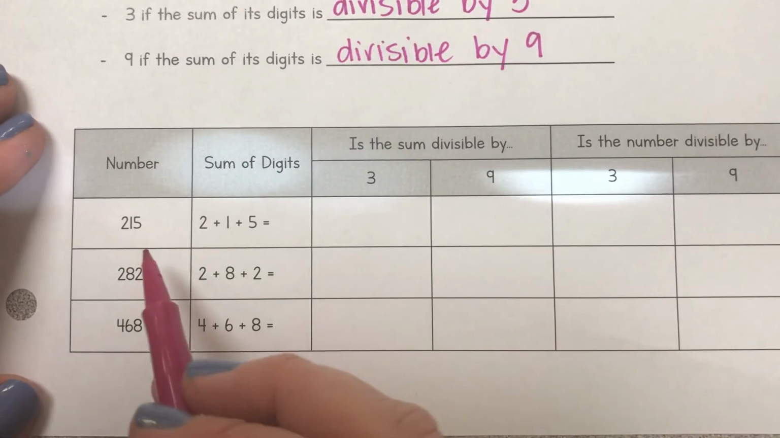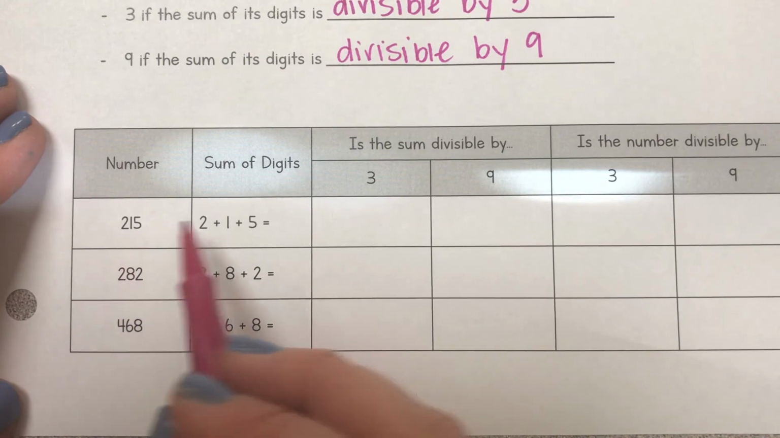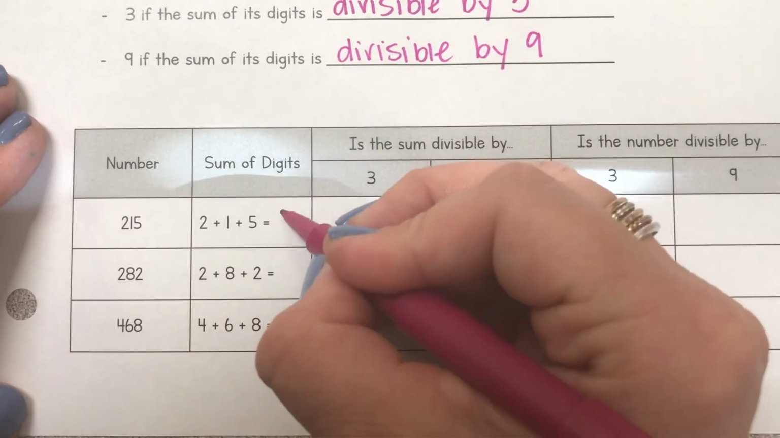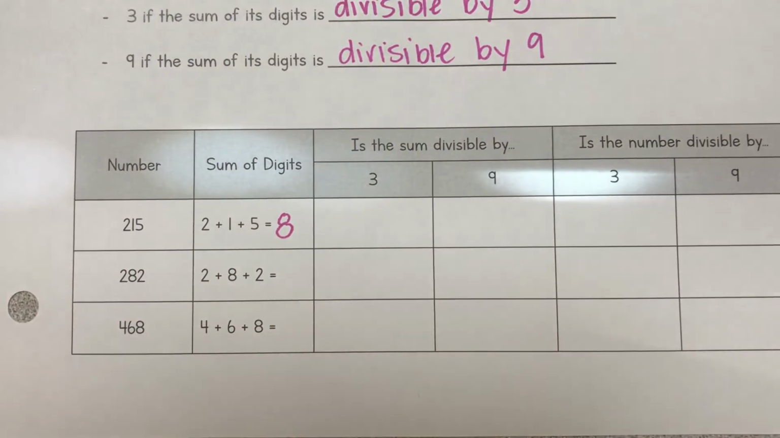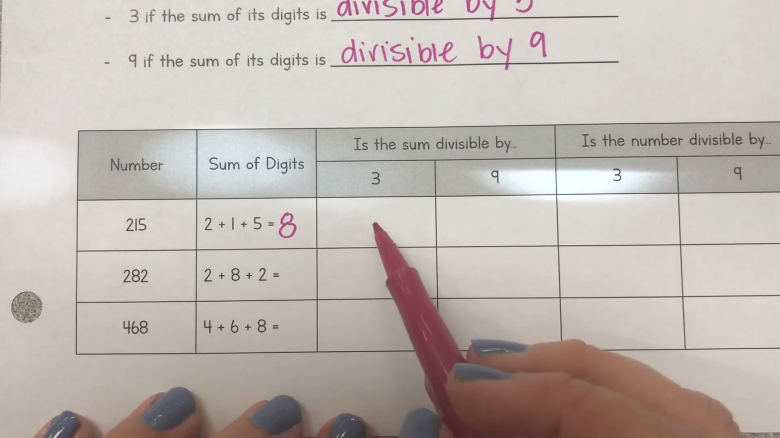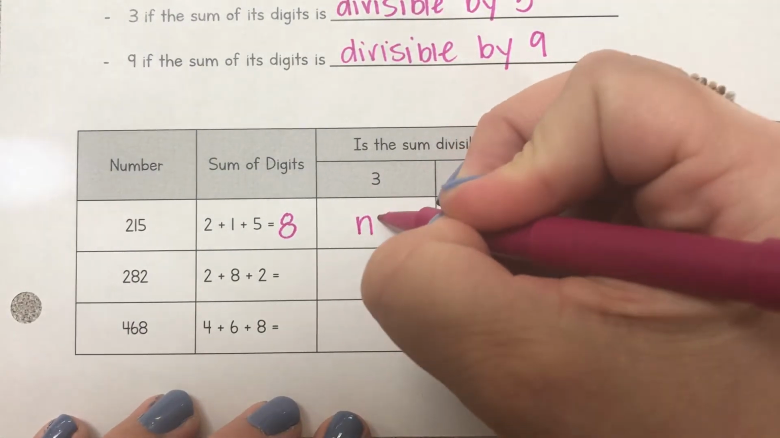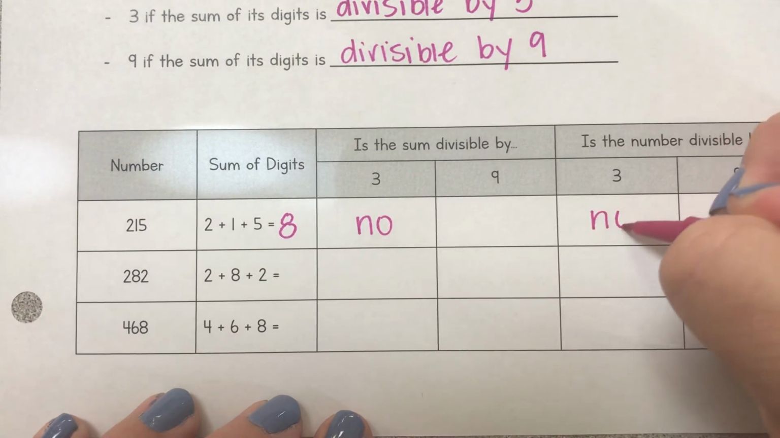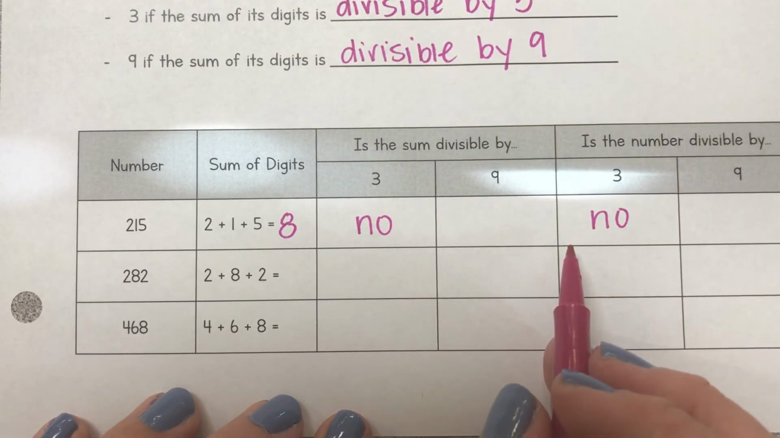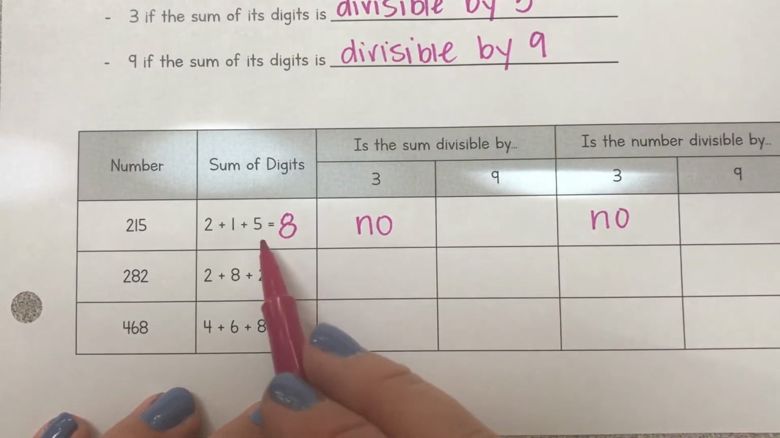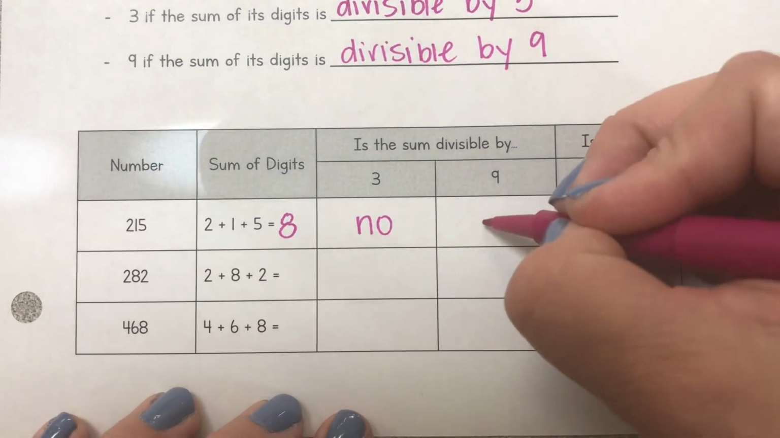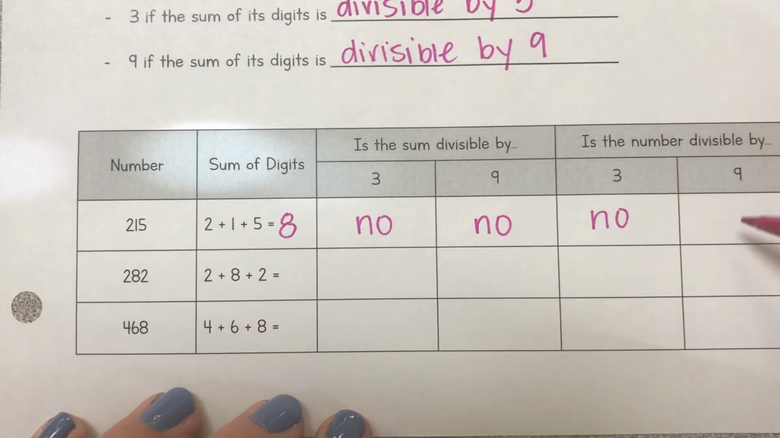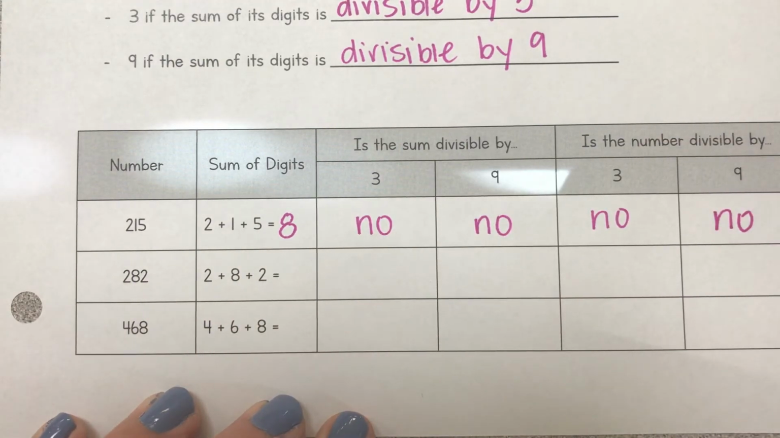So for example, let's look at the number 215. If I add up the digits, 2 plus 1 plus 5, I get 8. So is 8 divisible by 3? No, so therefore 215 is not divisible by 3. Is 8 divisible by 9? Nope. So therefore, 215 is not divisible by 9.